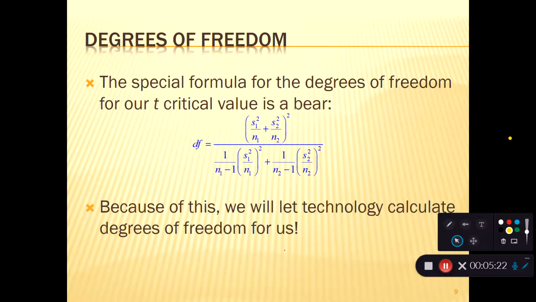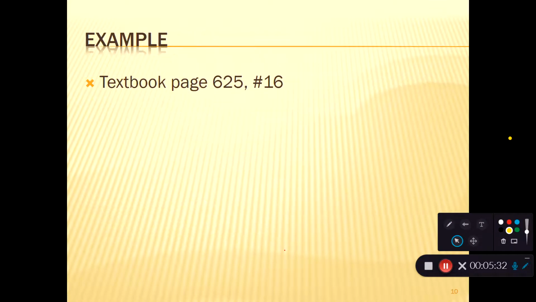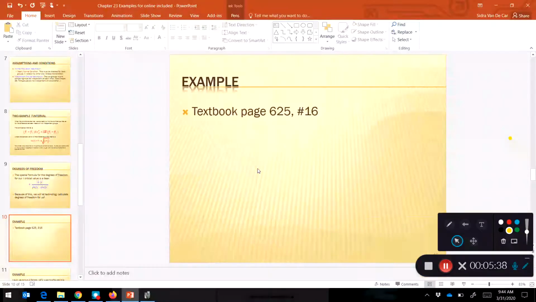Now with two sample sizes, I've got this huge, big, complicated formula. Guess what? You don't have to plug into this. We're going to let our calculator tell us what the degrees of freedom are. So let's look at an example. I want to work number 16 on page 625 of the textbook.